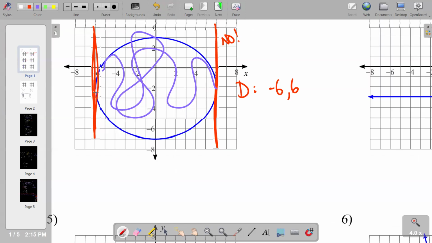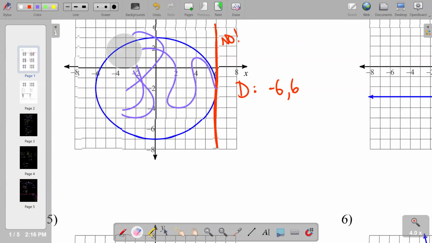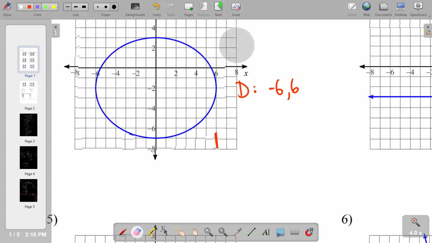Therefore, the domain is defined as: leftmost point is -6, rightmost point is +6. The domain and the range are not about what's happening with the graph. It's about where it starts and stops. Now, does the graph make it to -6?